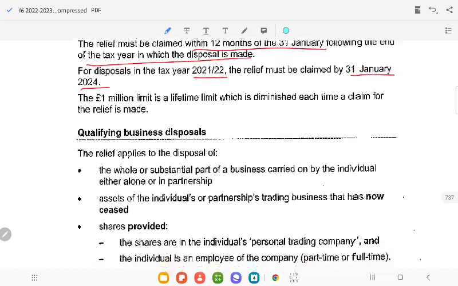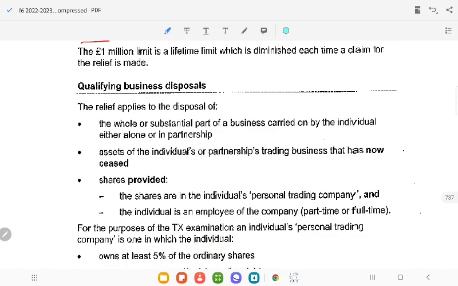Qualifying business disposals means the whole or a substantial part of a business carried on by the individual either alone or in partnership, or assets of the individual's or partnership's trading business that has now ceased. Shares qualify if they are of the individual's personal trading company and the individual is an employee of the company, either part-time or full-time.